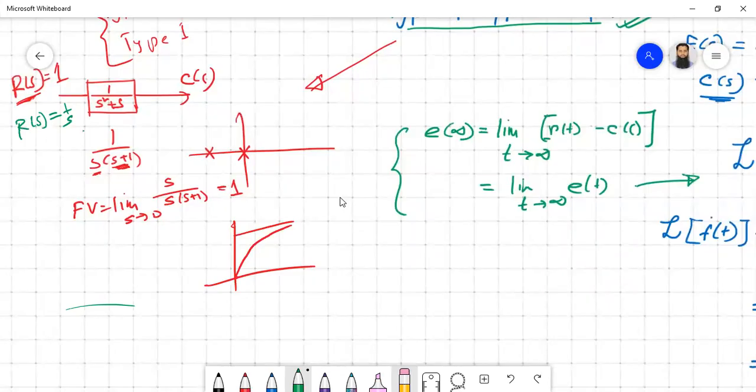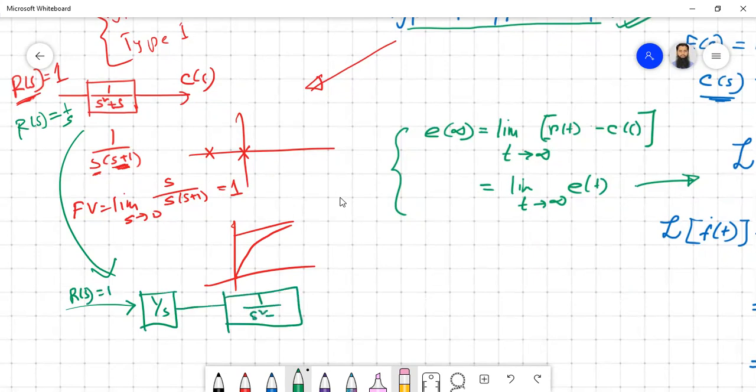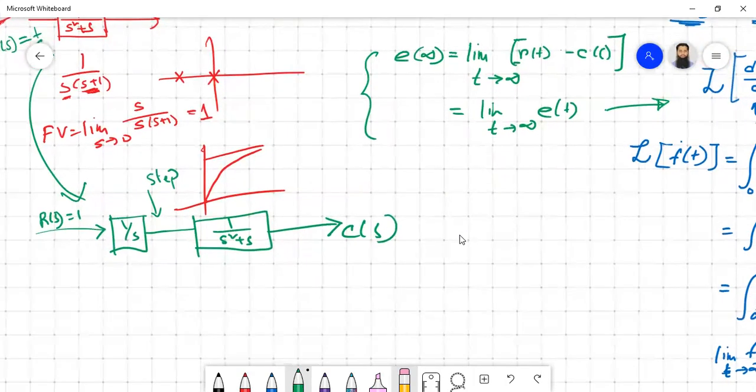So now this block will be slightly modified. Say we have something like this. Say we are having the same input, that is R of S. So R of S equal to, still we are saying 1, so we're actually introducing 1 by S because of the step input. Then we have the transfer function 1 by S square plus S. So here we have the step input. Now what will be our output?